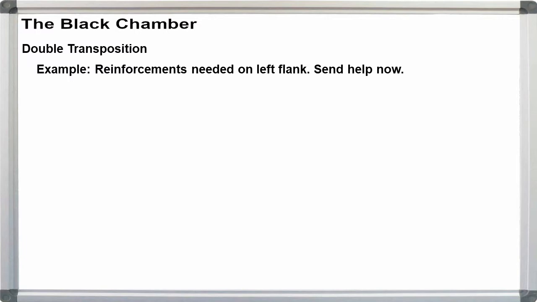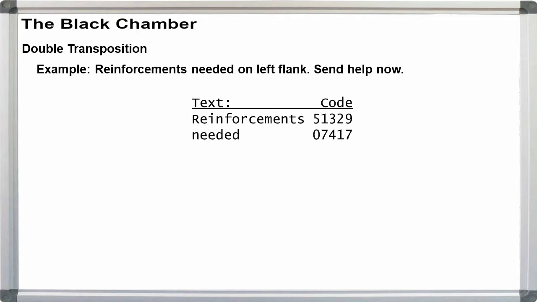Say we have the message, "reinforcements needed on left flank. Send help now." Looking up the plain text in our code book, we get the following assignments. For reinforcements, 5:13:29. Needed, 0:74:17. On, 8:64:13. Left, 1:72:86.